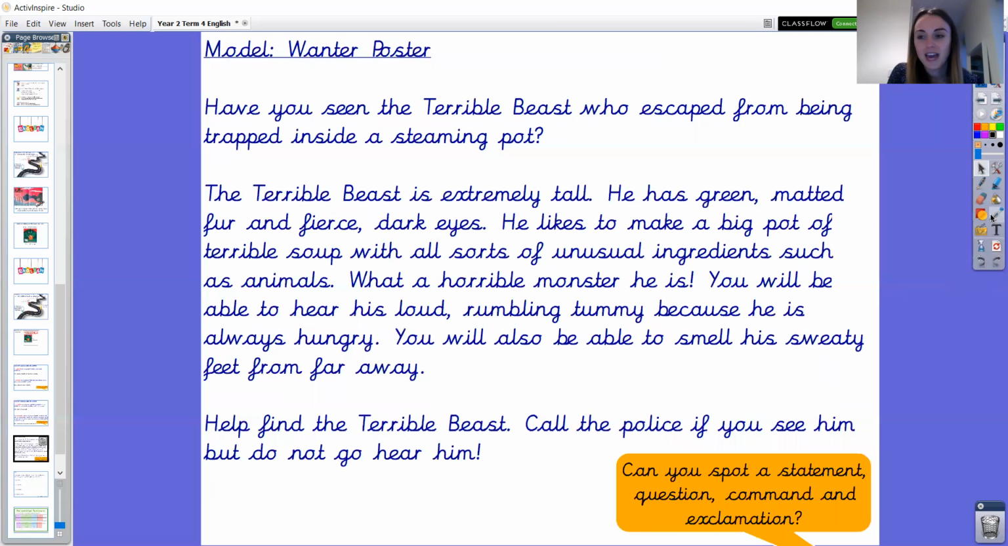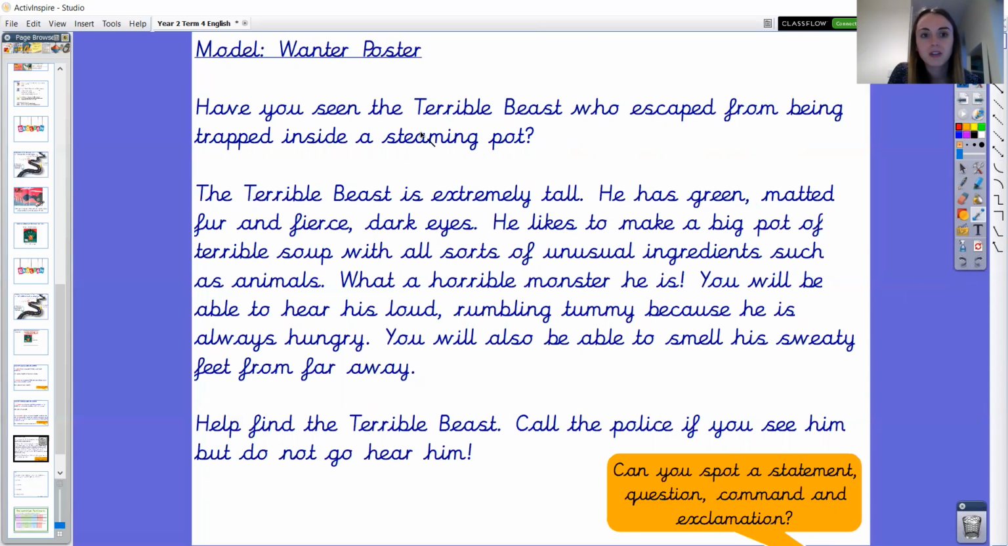Well done, year two. Okay, so let's have a look together. So thinking about a statement. So a statement is telling the audience something. So the terrible beast is extremely tall. I'm sharing information on what the terrible beast looks like. So that's a statement. So would he has green matted fur and fierce dark eyes be a statement?